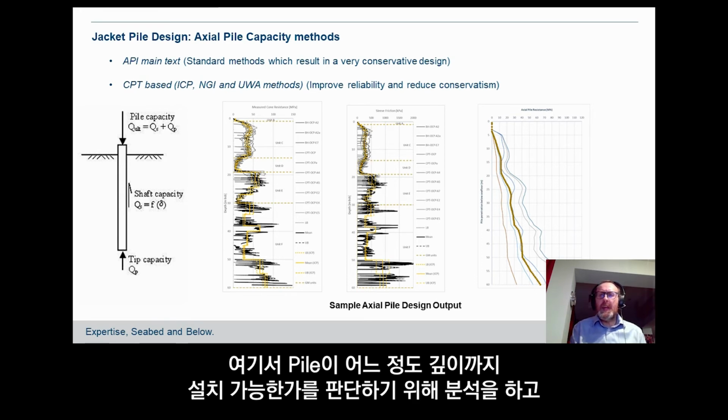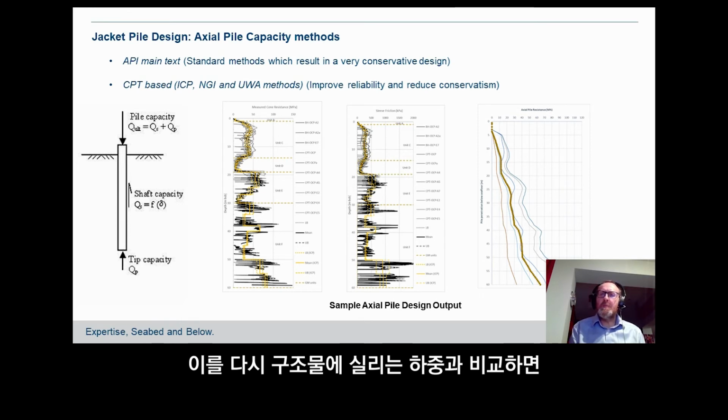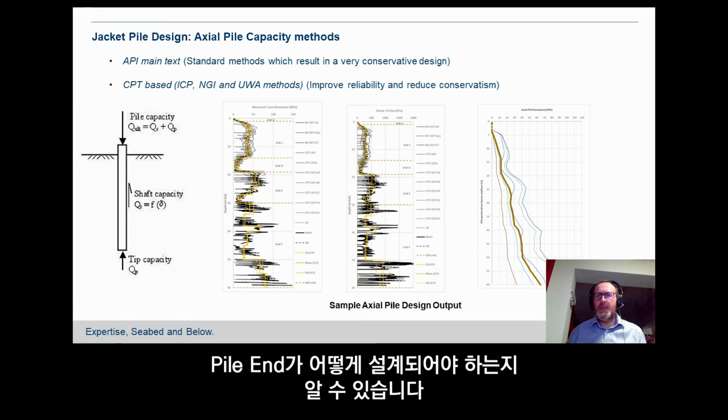The aims of the analysis are to look at different possible pile depths and the pile resistance that would be developed based upon those equations. And this can be matched against the loads from the structure to define what the pile lengths need to be.